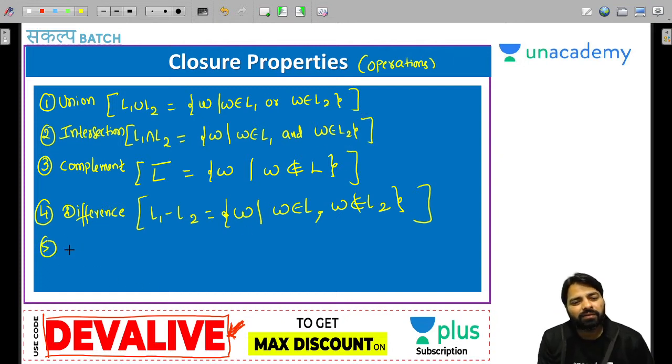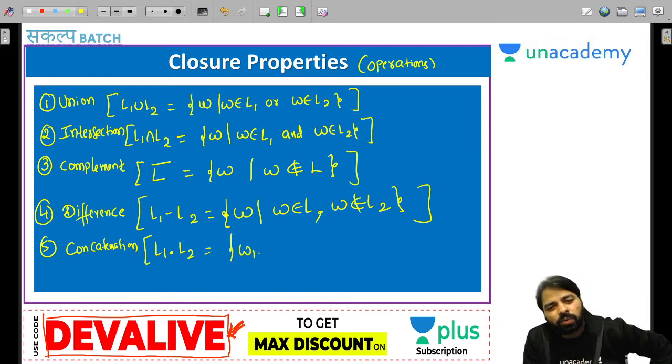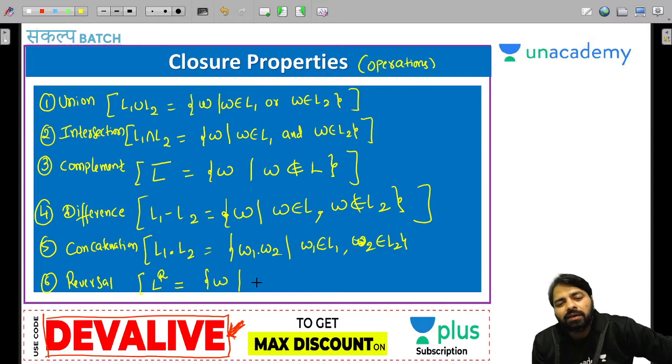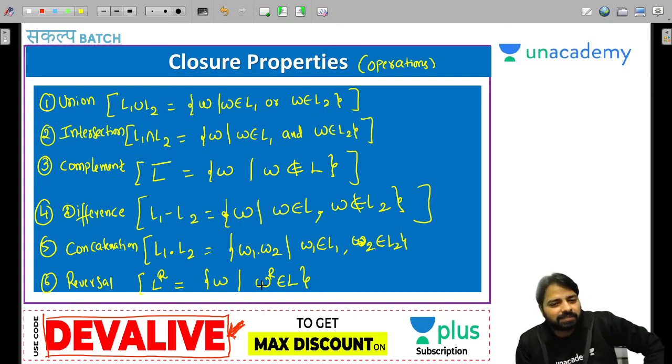And fifth one, concatenation. What is concatenation, guys? L1 dot L2, which is nothing but, how do you write? W1 dot W2, for every W1, W2 where W1 is in L1 and W2 is in L2. Yes. And similarly, you have the reversal operation, that is L power R. You can also write L power reverse, which is equal to W such that the reverse of W is in L, so that W will be in L power R.